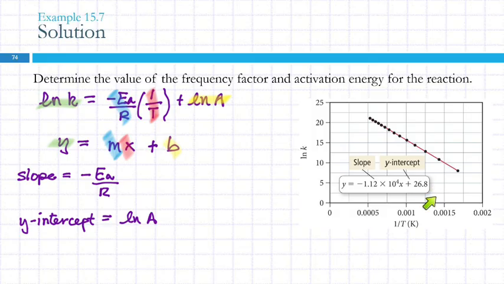So from this equation, we know what the slope is. It's negative 1.12 times 10 to the 4th. So the slope is negative 1.12 times 10 to the 4th. That is equal to negative EA over R. It's 10 to the 4, not negative 4. 10 to the 4, thank you. Again, I wish I had done that on purpose, but didn't.